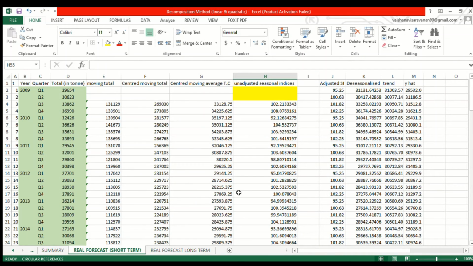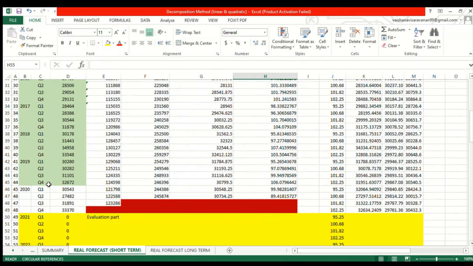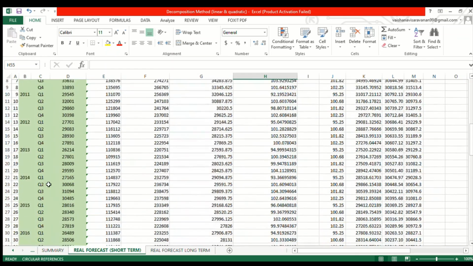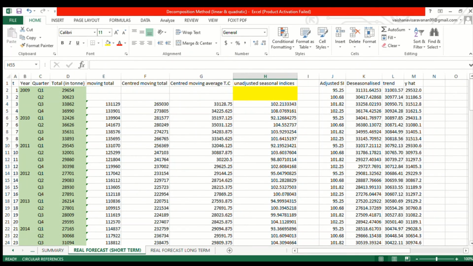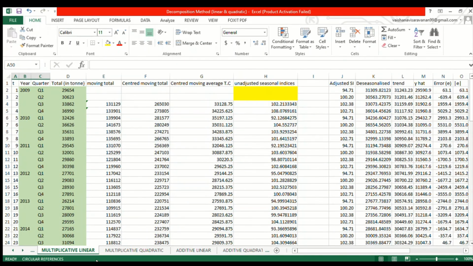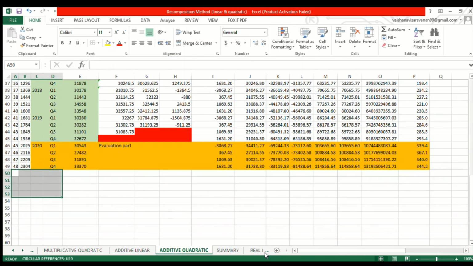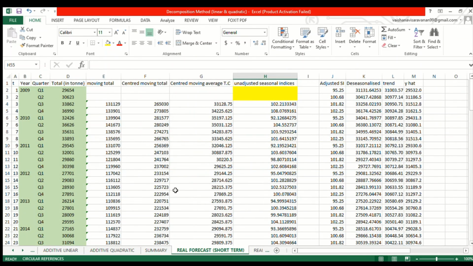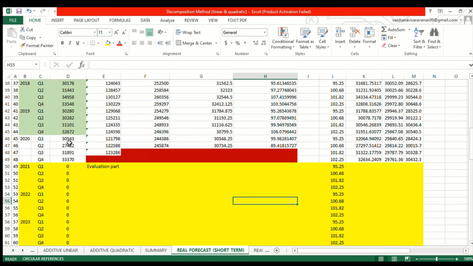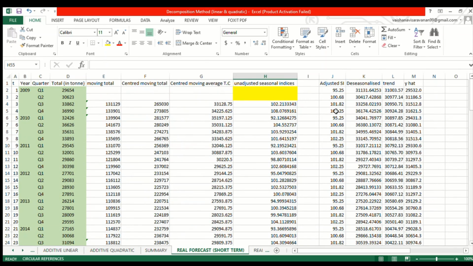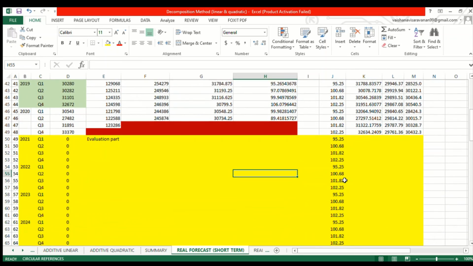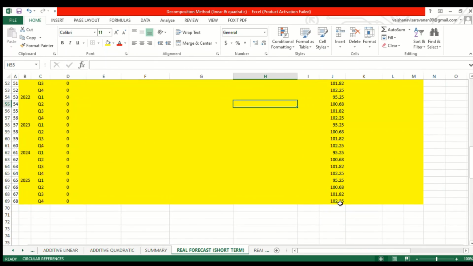For the short-term forecast, we are going to forecast from 2021 till 2025. So we just copy from the multiplicative linear decomposition model that we did before, this one, and we paste it into our real forecast by adding the actual value for 2020. And then, since our adjusted SI will be the same, we paste it till 2025.